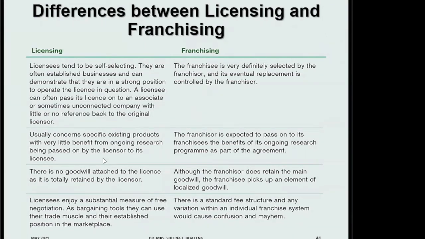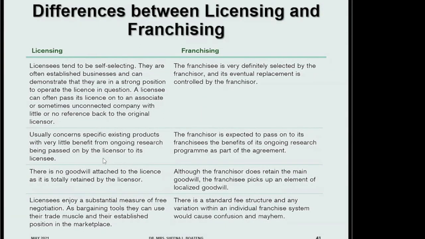However, even though the franchisor does retain the main goodwill, the franchisee still picks up an element of localized goodwill because the brand that the franchisor has built is known worldwide. And the franchisee is basically replicating what has already been built and is trusted and is known for a certain level or standard of service, right? So that's another major difference between licensing and franchising.